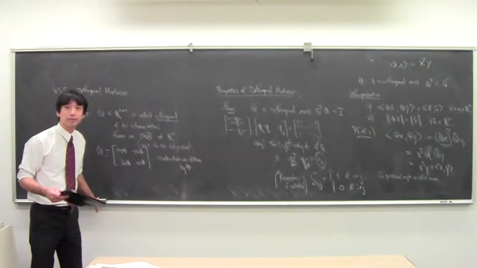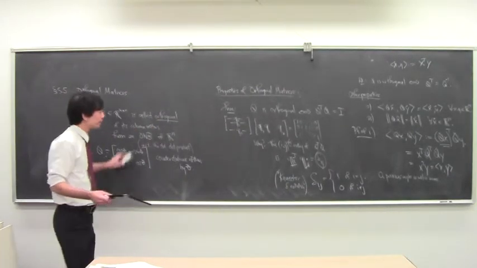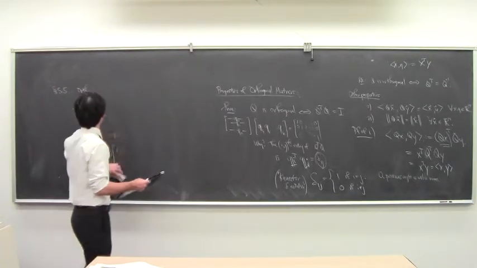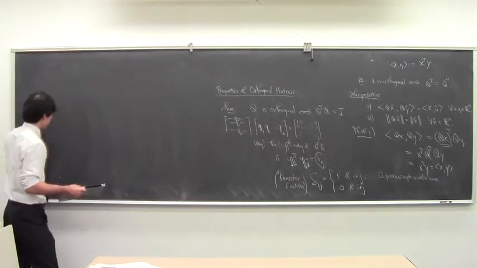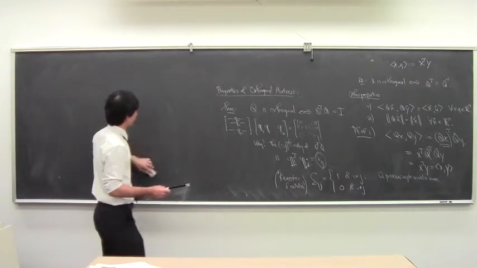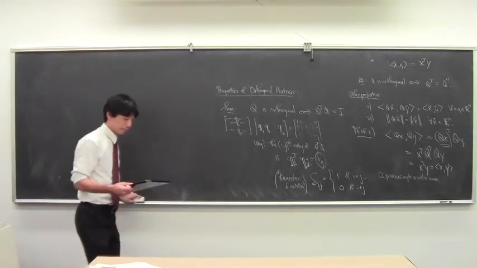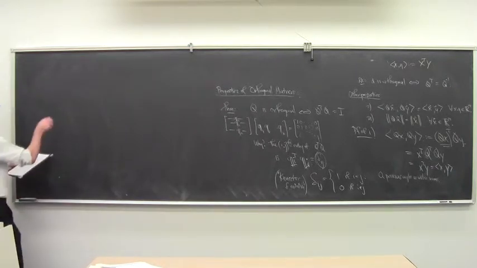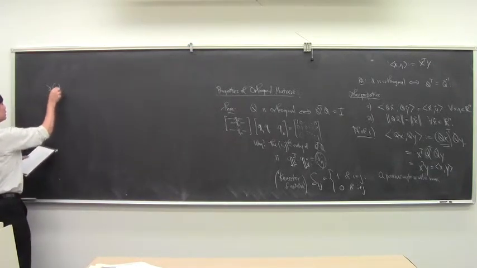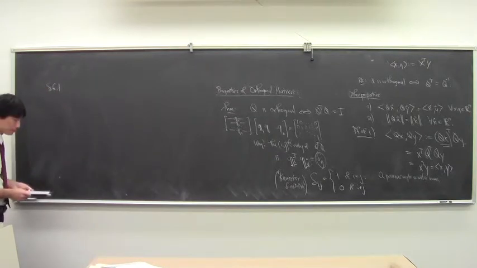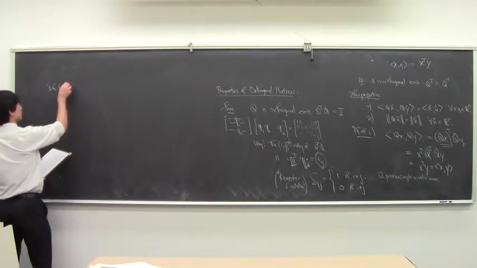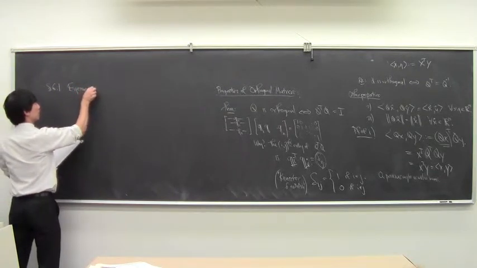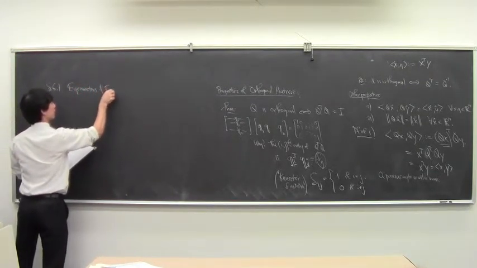Any questions about this? Okay, so that is it for chapter 5. Chapter 6. Eigenvectors and eigenvalues.